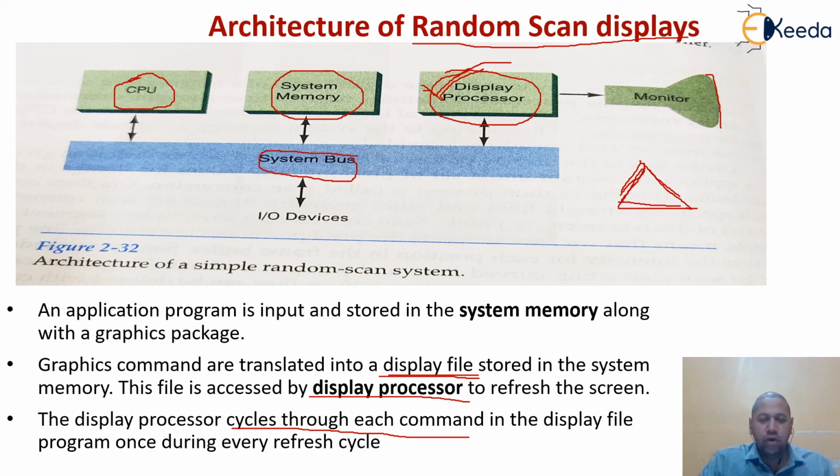I hope all of you are very clear about what is meant by raster scan display and random scan display, and also about the difference between the architecture of raster scan display and the architecture of random scan display. This completes unit number 1. In the next lecture we are going to continue with unit number 2. Thank you very much.